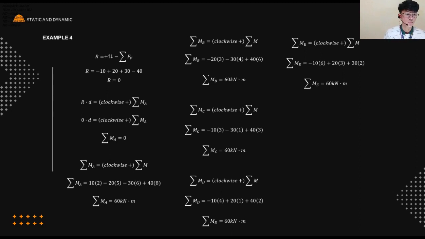For the last one naman, kukunin natin is moment E. So summation moment E equals summation moment, positive kapag clockwise and negative kapag counterclockwise. So summation moment E equals negative 10 dahil counterclockwise again, and then 6 yung distance niya, kaya multiplied by 6, plus 20 times 3, positive dahil clockwise, and then plus 30 clockwise ulit, times 2, which is yung distance niya from the E. So makakakuha tayo ng moment E is 60 kN meter. So yun yung mga value na nakuha natin using the formula.